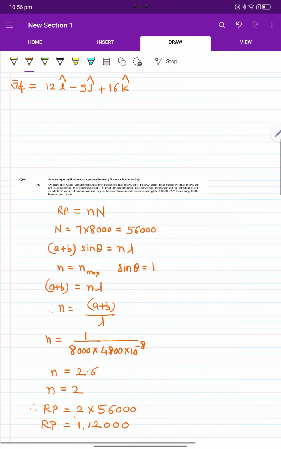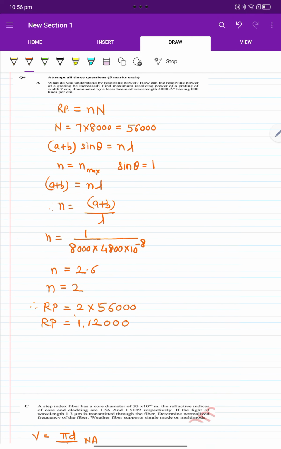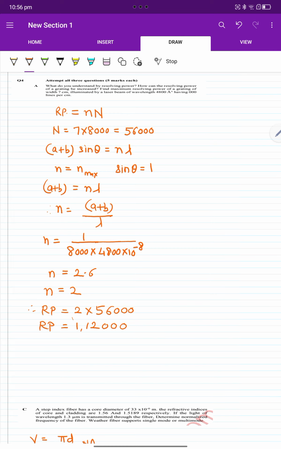Let's move toward the next question, where we need to calculate the resolving power. We have a grating of length 7 centimeter and the total number of lines is 8000 per centimeter. From this data, we know the formula for resolving power is n into N. Total number of lines is 8000 lines per centimeter multiplied by the width 7, so total number of lines will be 56,000.